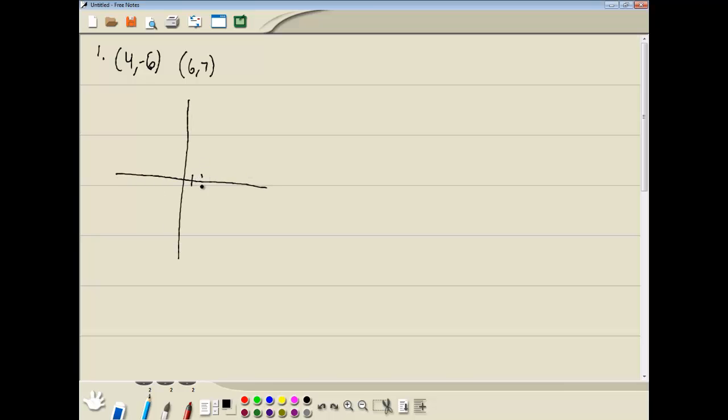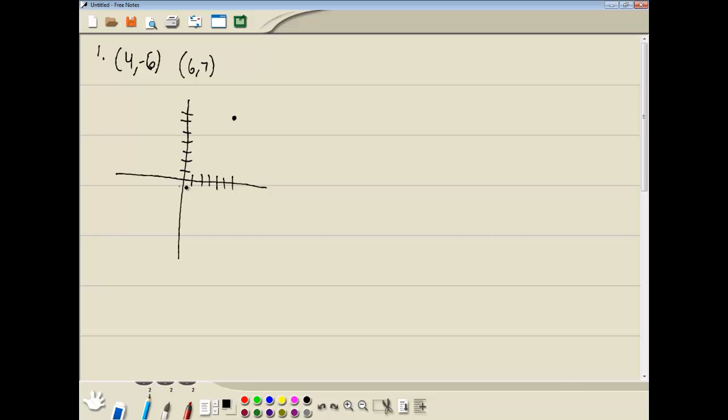So we got 1, 2, 3, 4, 5, 6. 1, 2, 3, 4, 5, 6, 7. The point 6, 7 would go to the intersection of x is equal to 6 and y is equal to 7. And that would be our point 6, 7.